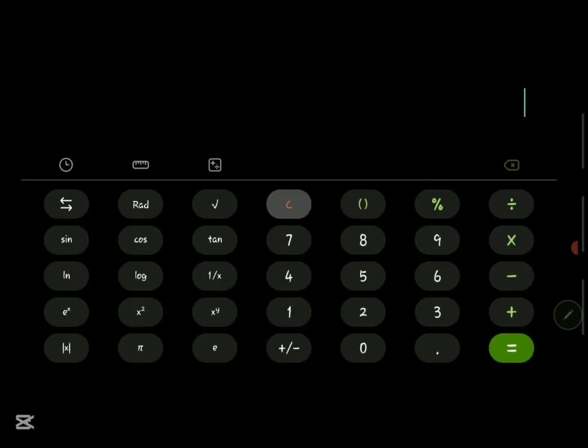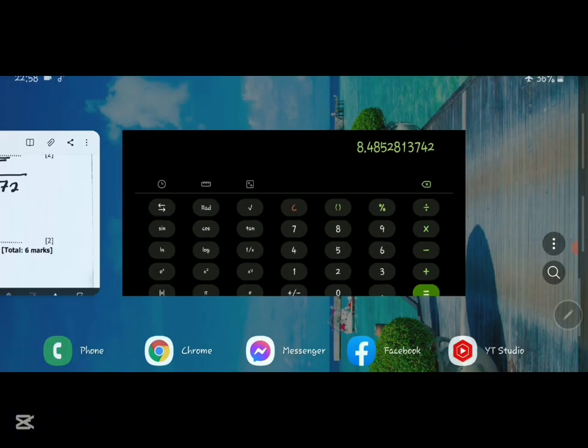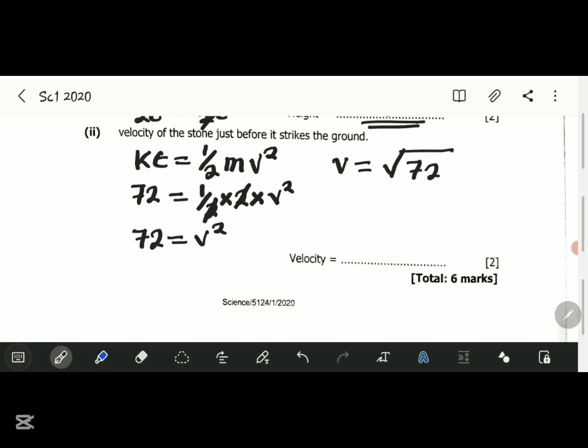So what is the square root of 72? The square root of 72 is equal to 8.49. So v is equal to 8.49 meters per second. That is what we're going to write there, 8.49 meters per second. So that is the velocity. This brings us to the end of our video.